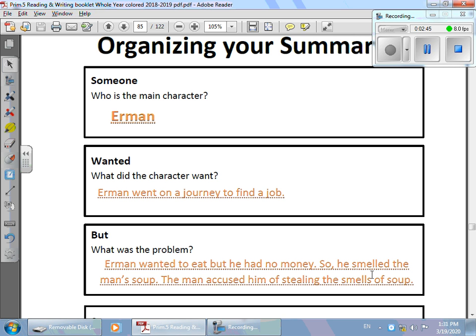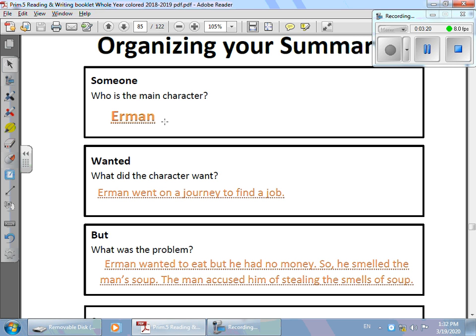Do you remember this story? The sound of money and the smell of soup. Okay, so let's follow the steps. First, we said that we are going to write a catchy title. The title is already written. What is the title? The sound of money and the smell of soup. Yes. This will attract my attention to know what is the relationship between the sound of money and the smell of soup. Excellent.